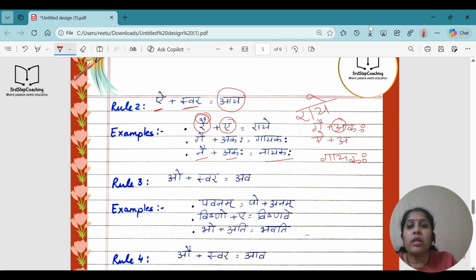Now the third rule is with o ki matra. So there were two rules with a ki matra and two rules with o ki matra. With chota a and swar I, bada a and swar I. Now same way, the third rule is saying chota o and there is any swar, it can be any swar, o or any other swar, it will become av. So it's similar to the first and second, just in place of ya, it is becoming va.